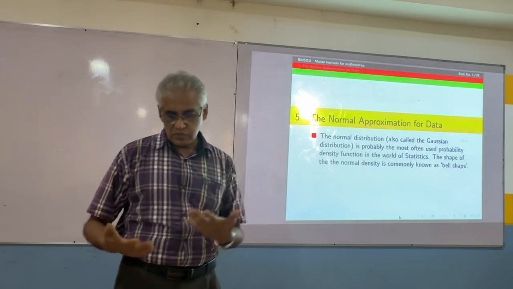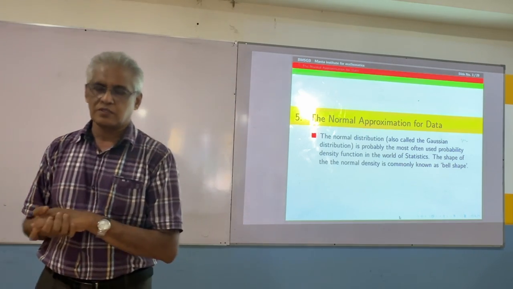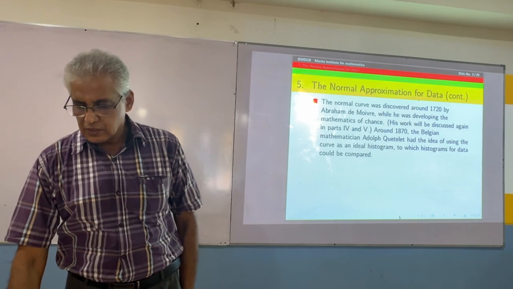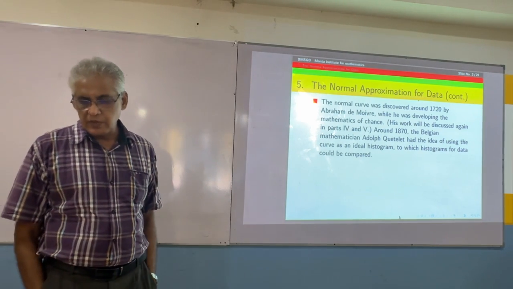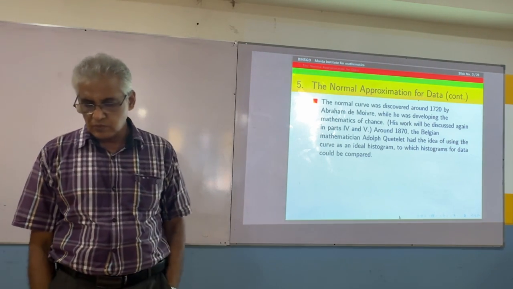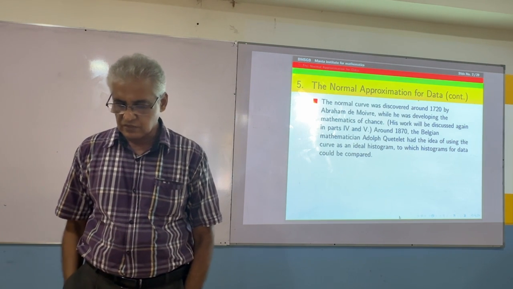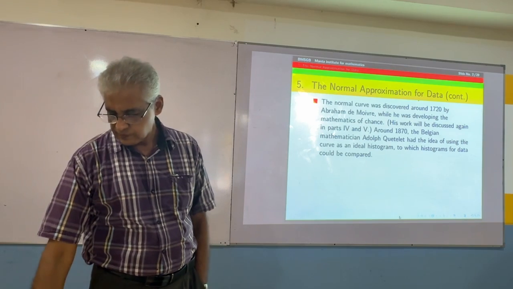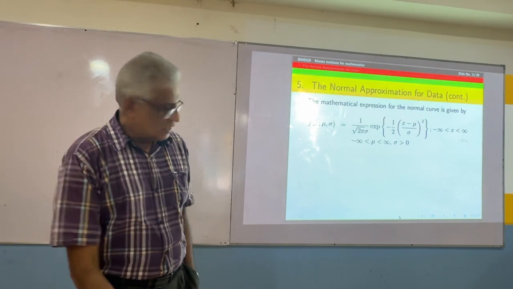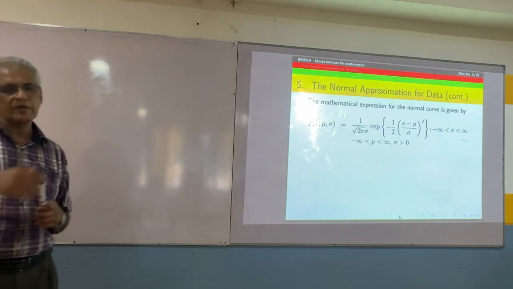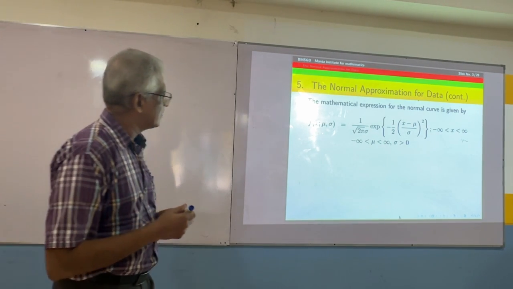This is one of the most used models in statistics. So this normal curve was discovered by De Moivre while he was developing the mathematics of chance and so on. A little bit of history here. Anyway, this is a mathematical curve that we can use to approximate some histogram.